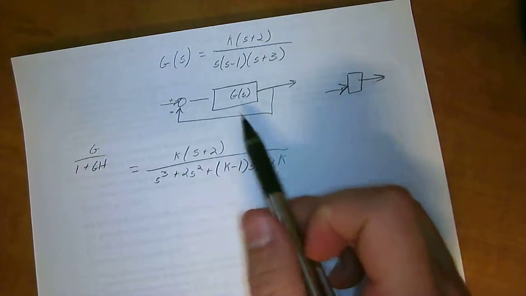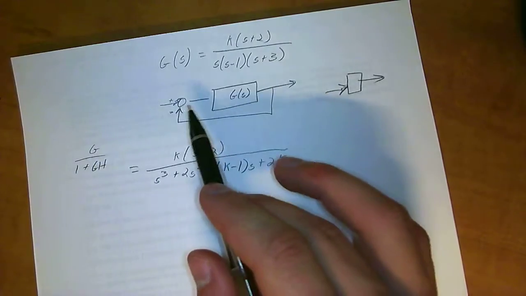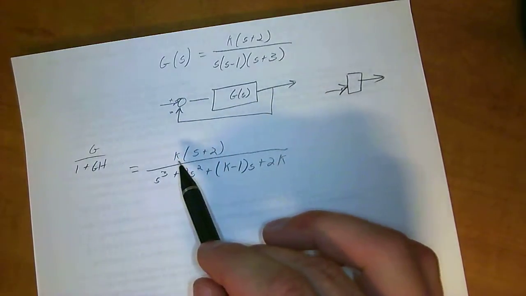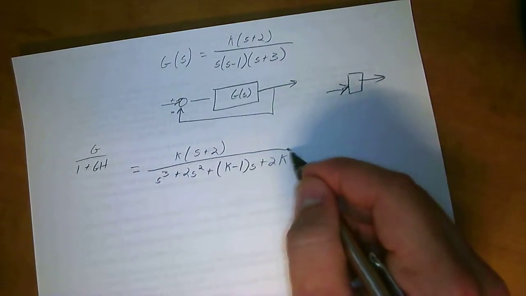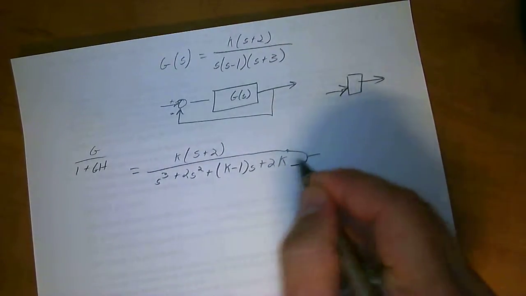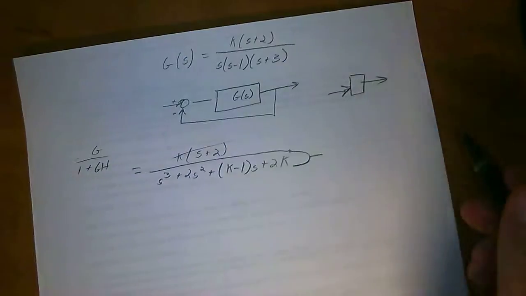If you don't know how to do that block reduction, go watch one of our other videos and you'll be able to learn how to do that. But here is the basic function we're working with. In order to use a Routh table, you just look at the denominator here, which is just this part, and you can completely ignore the numerator.